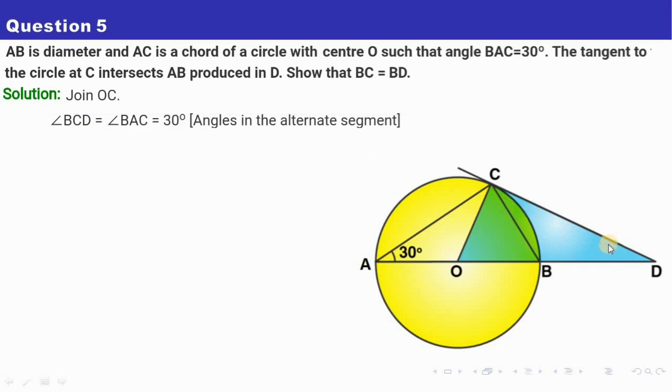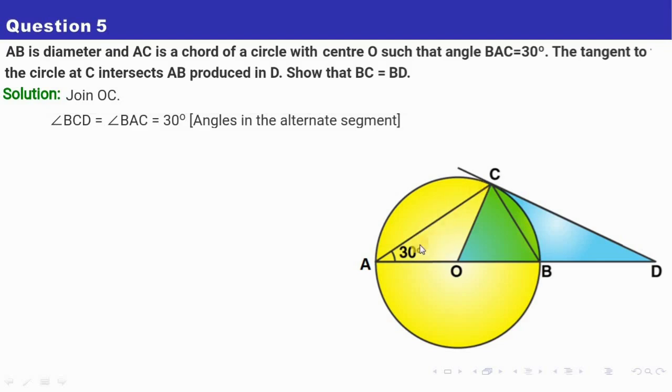Now let us show that this angle is also 30 degree. Before that, forget about this tangent and let's have a look at only the circular part. So in this circle, if you see, arc BC makes angle BOC with the center, isn't it? And in the rest of the circular part, again BC makes angle BAC.